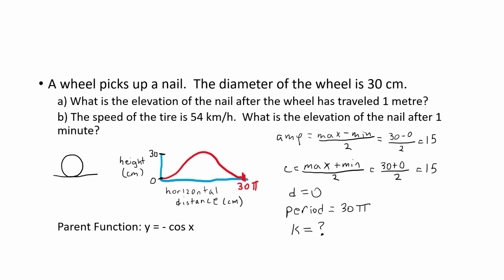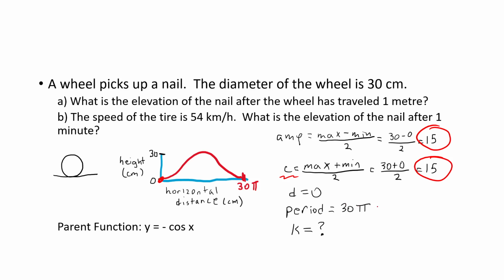Okay, now the amplitude in this question is going to be equal to the maximum y value minus the minimum y value over 2, and that ends up equaling 15. The axis of symmetry y value, in other words, c, is equal to the maximum y value plus the minimum y value over 2. Since the minimum y value is 0, it's also 15. Now, there's no phase shift so long as we make our parent function negative cos x. If we make our parent function negative cos x, the cycle begins at x value of 0. So that's our d value.